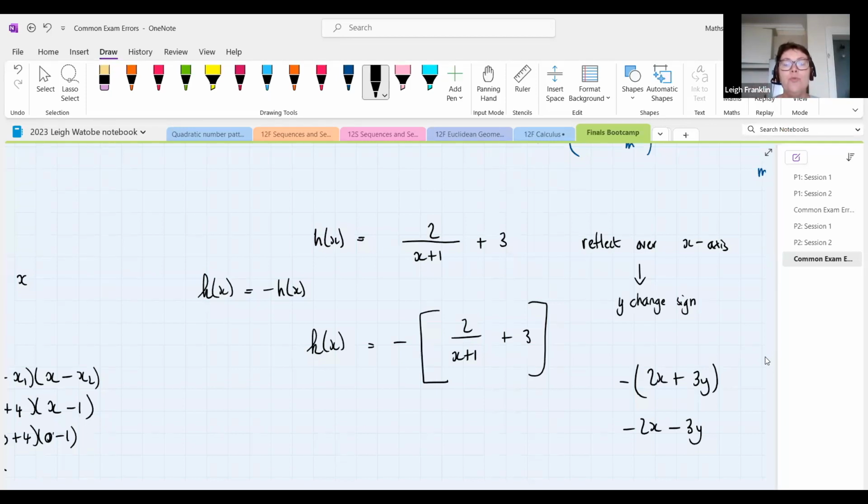So what I would do here is only multiply it by the numerator, because essentially what you've got is negative 1 times 2 over x plus 1. So that would give you negative 2 over x plus 1. So that's exactly what you'd end up with here: negative 2 over x plus 1, and a negative times a positive would be a negative, so that would be minus 3. Sorry, I'm scratching that out. But that's what would happen. So in this case, your a value would change sign and your q would change sign as well.